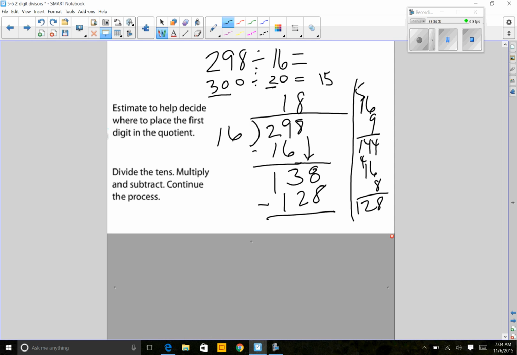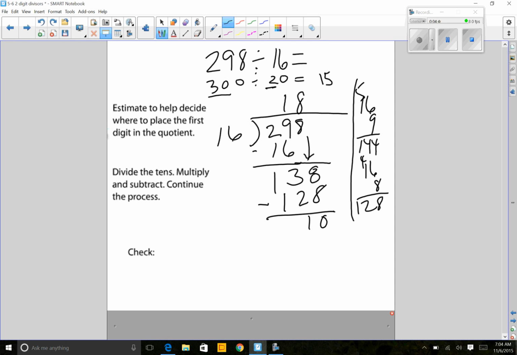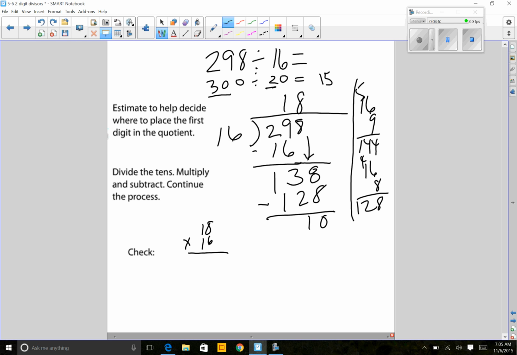Subtract. Right, those are both subtractions. 10, and then I'm going to check, and sure enough, 10 is lower than 16. Then I'm going to go through and check my problem. So I'm going to do 18 times 16. Unfortunately, these checks get more difficult. They're a little bit more work, but in some ways, they're also more important.